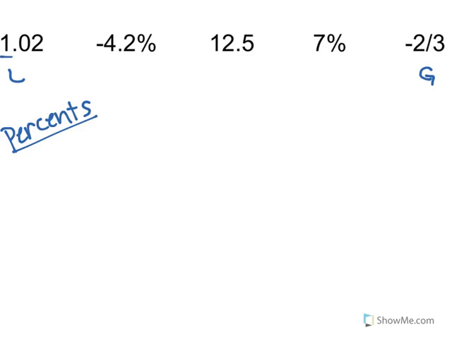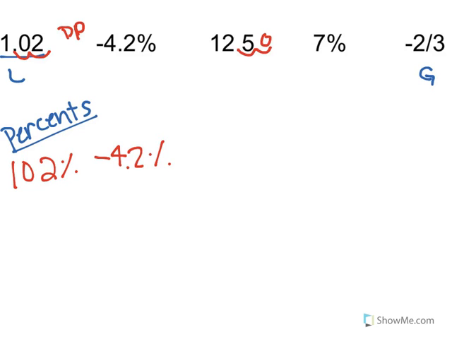If we're in this first one, this 1.02, if we want to change that into a percent, we are going to use DP. Remember, that's decimal to percent. So we're going to move 2 places to the right and get 102%. Negative 4.2% is already in a percent, so we don't have to do anything to that. 12.5 is the same thing as the first one, so we move 2 places to the right and fill in any holes with a 0, so we get 1,250%. 7% is also still in a percent, so we don't have to do anything to that.